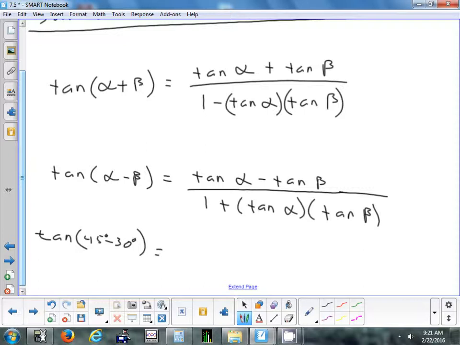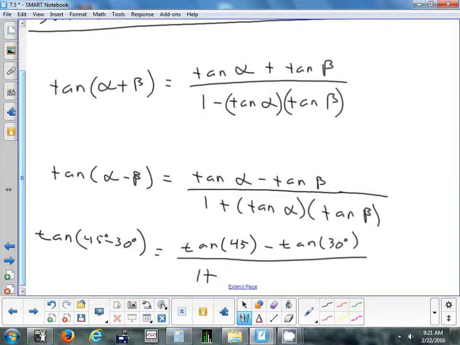So I said I was going to do tangent 15. I think the easiest way to write it, we've done this already, 45 minus 30. All right, we'll fill it in and see what happens. So you're going to get tangent 45 minus tangent 30 over 1 plus tangent 45, tangent 30.